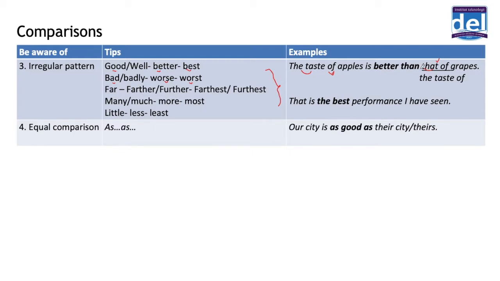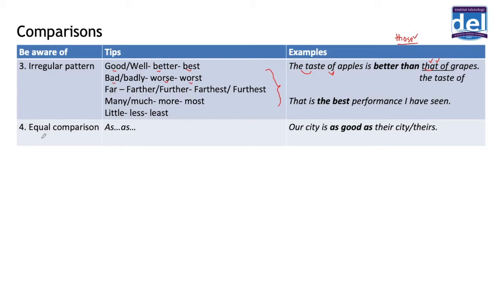Because the object which is compared is singular, then we use that. But if the object which is being compared is plural, then we use those. For example, the stairs of building A are wider than those of building B. You see, what is being compared is the stairs, and it is plural. So in the second clause, you can say those of. Remember, that is for singular, and those is for plural. What I'm trying to say is that you need to be aware of a different structure like this, okay?